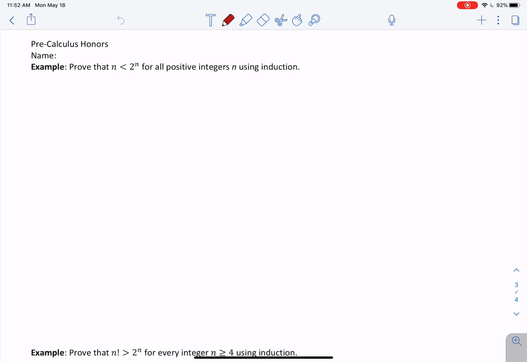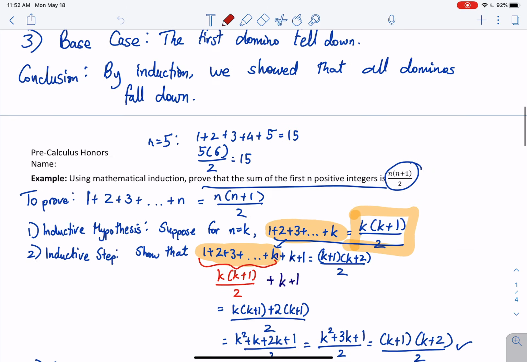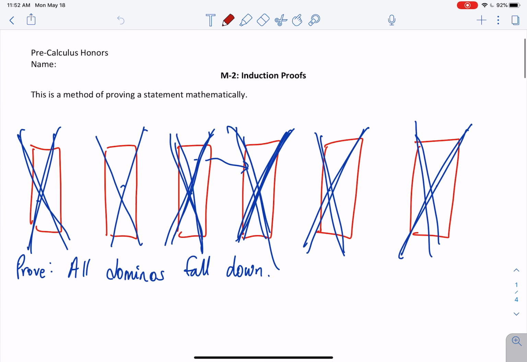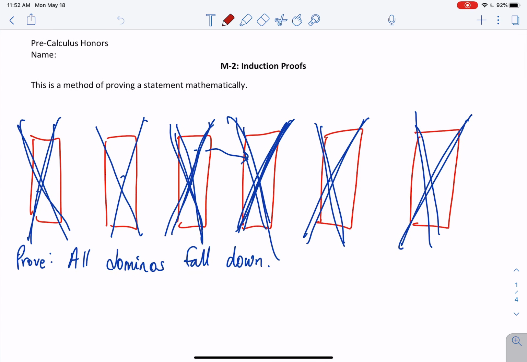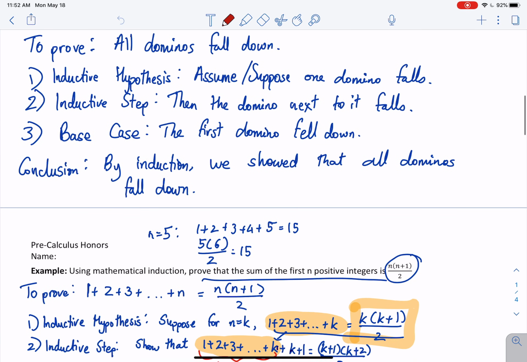Alright, so we're continuing looking at induction proofs. Last week we got the idea of what induction is. We talked about the dominoes falling down, and that's kind of how this induction process works. And we talked about the different steps you have. So you have a base case, you have the induction stuff, which is an inductive hypothesis, an inductive step, and then you do a conclusion.